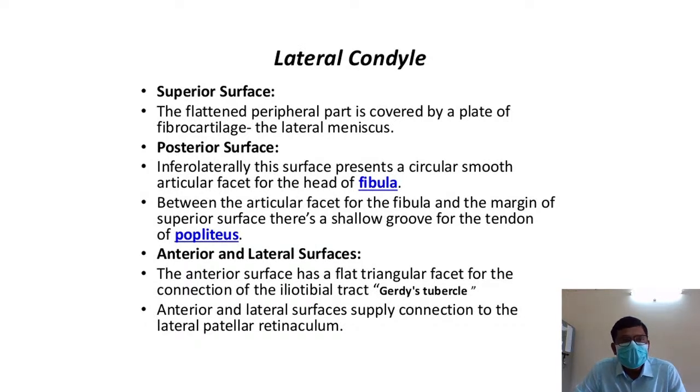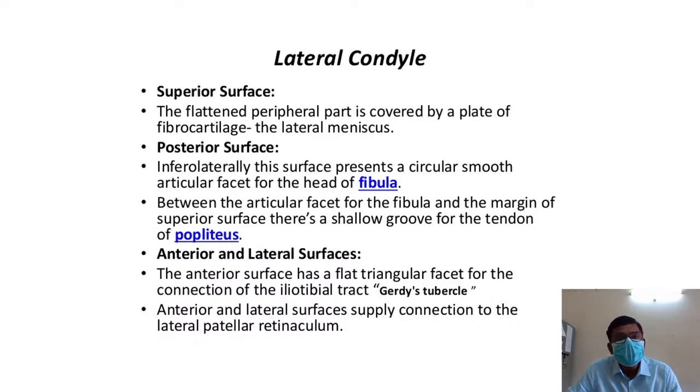Coming to the lateral condyle, concisely: the superior surface of the lateral condyle has a flattened peripheral part, and it is covered by a plate of fibrocartilage called the lateral meniscus. On the posterior surface, inferolaterally, there is a circular smooth articular facet for the head of the fibula. Between the articular facet for the fibula and the margins of the superior surface, there is a shallow groove for the tendon of the popliteus muscle.